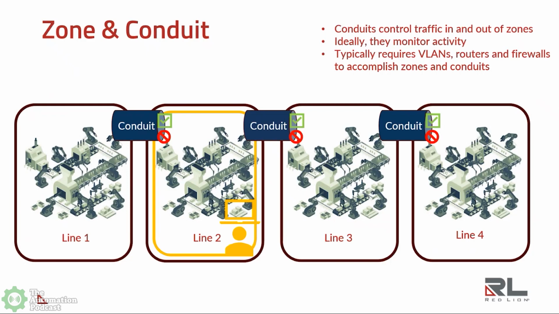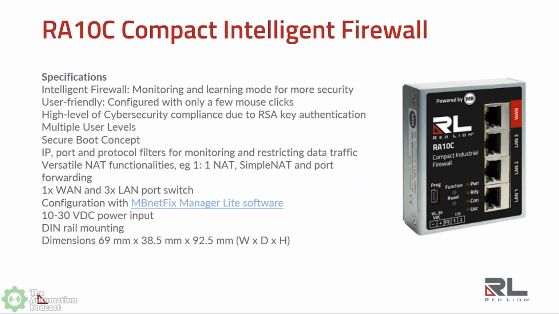And so that's really the solution that I want to talk about today, Redline's RA10C Compact Industrial Firewall. It does that. And so it is a firewall. It also has a router mode. But if you use that product in bridge mode, you don't have to change the IP address of any of your devices on your network. All you have to do is put it in line.